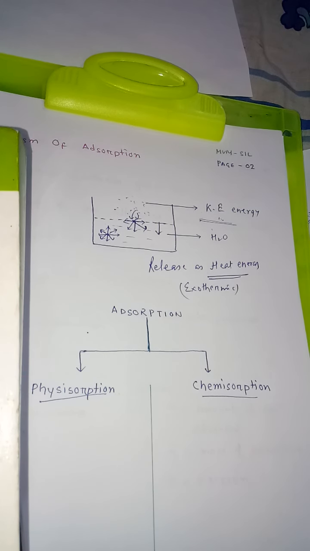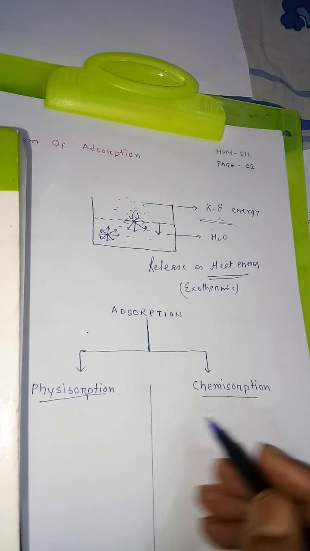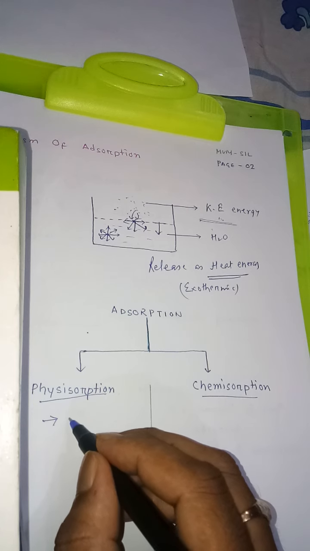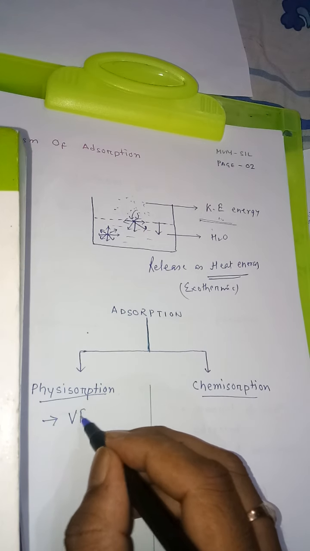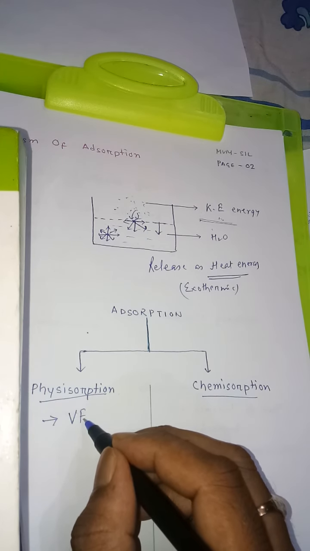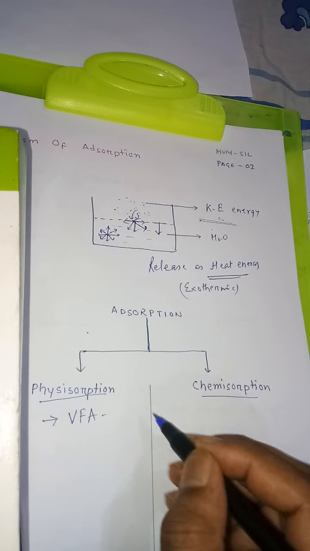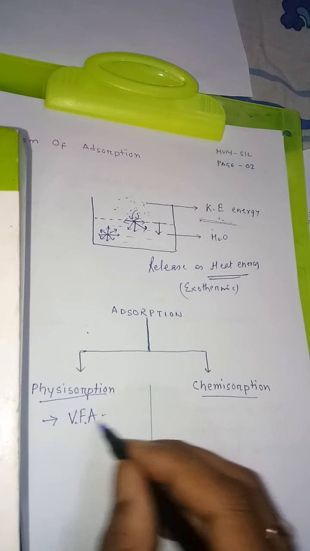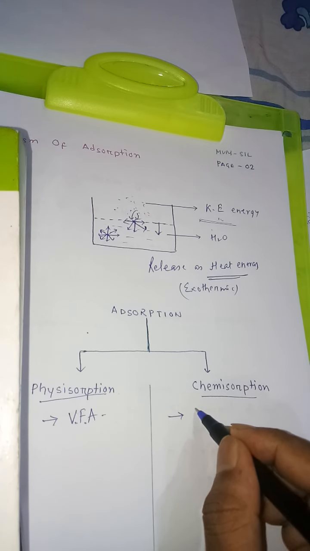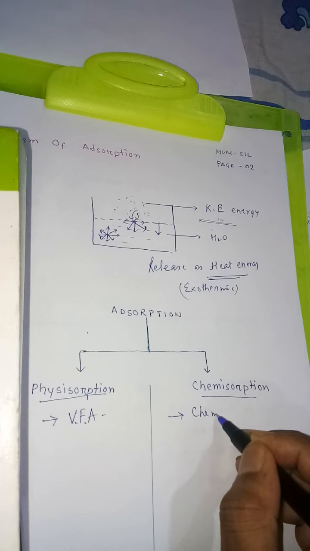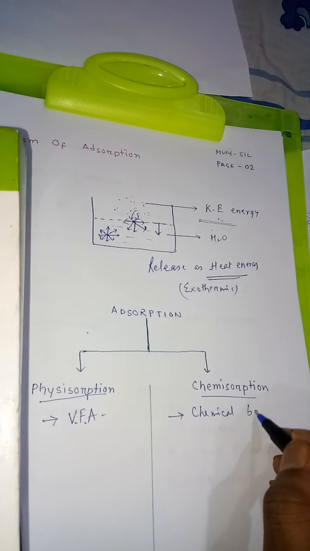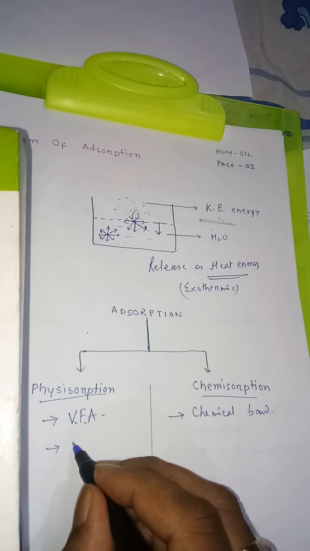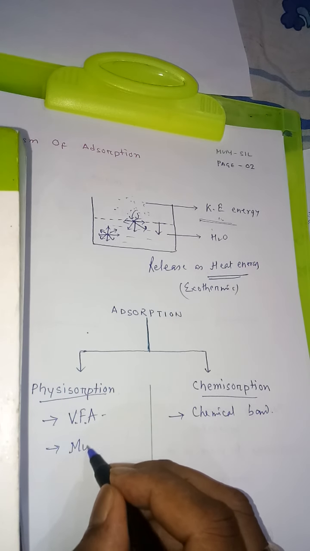Now the chemisorption. In physisorption, the particles get adsorbed due to van der Waals force of attraction, and in chemisorption, particles get attached due to formation of a chemical bond. In physisorption, there is a multimolecular layer.